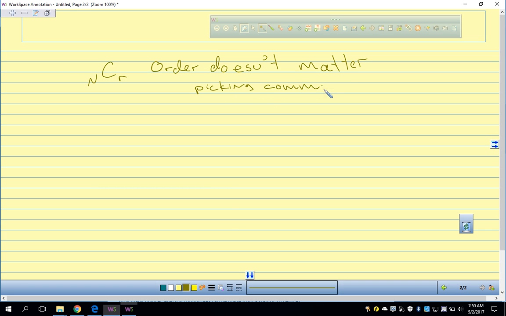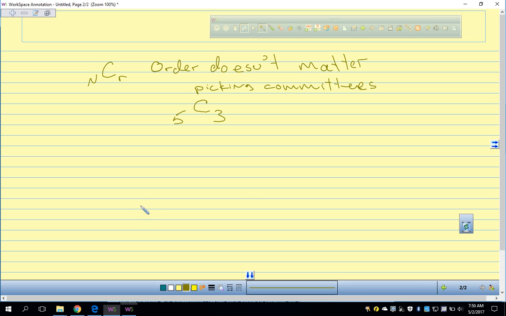picking committees, picking marbles from a jar, things like that. So if I say I want from 5 people, I want to choose 3 people for a committee, sometimes they write it like this, 5 combination 3, but sometimes they also say 5 choose 3.